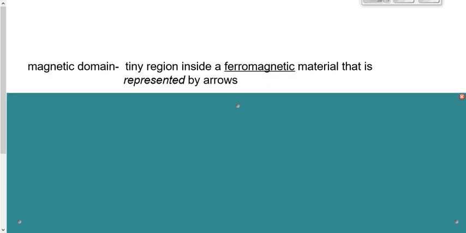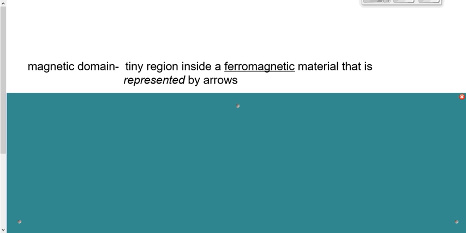Today we want to start a new unit on magnetism, and as we do that, we have to define a term that's fundamental to the rest of the unit. It's called a magnetic domain. Now, this definition that you see up on the board right now isn't going to make a lot of sense to you if you just read it without any context.